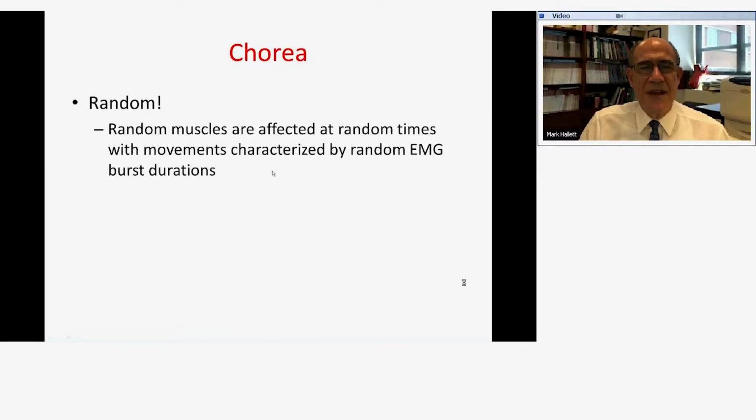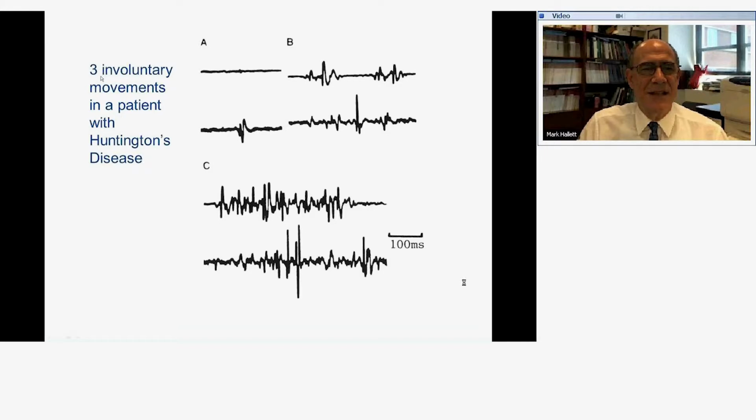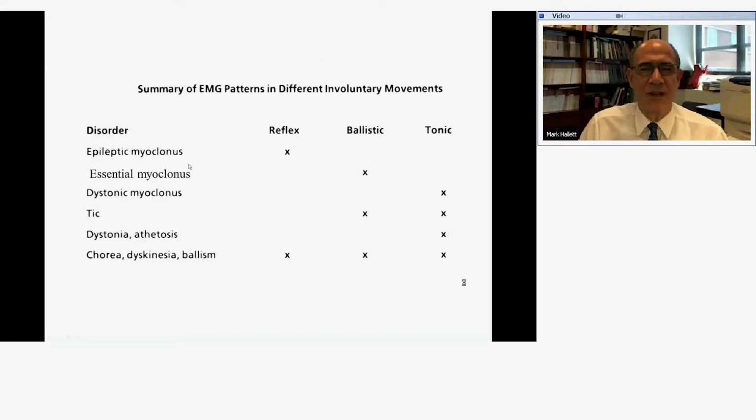In patients that have chorea, there are random muscles affected at random times with movements characterized by random EMG burst durations. And in fact, in a patient with Huntington's disease, I did make this recording a number of years ago, and one can see almost anything. This is this brief pattern, here we have the ballistic pattern, and here we have a tonic pattern. So there's all sorts of things that come out in patients that have chorea.